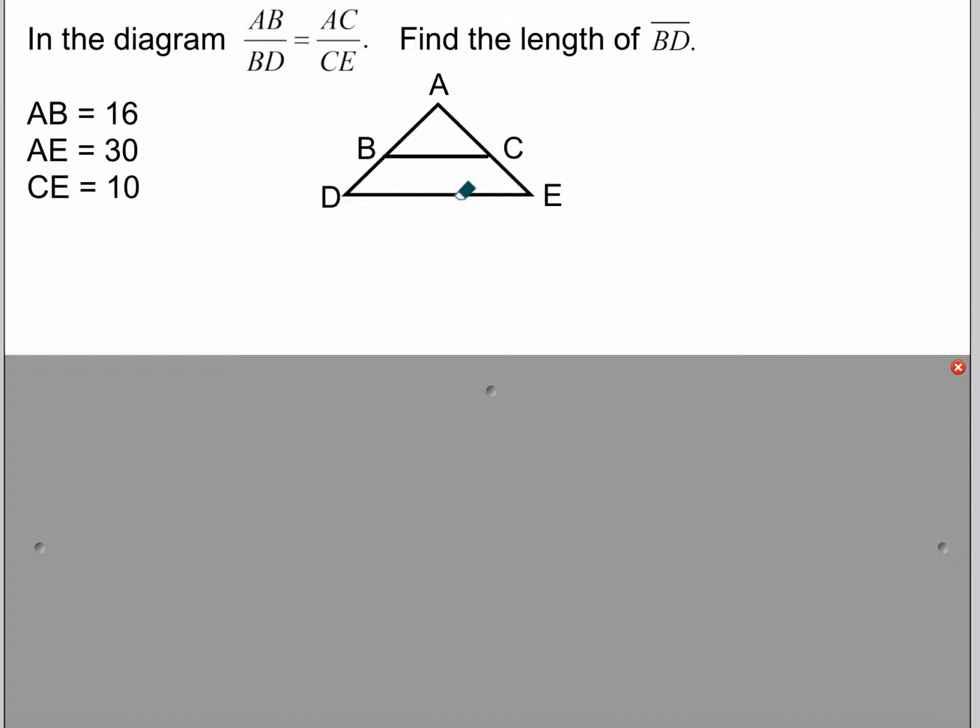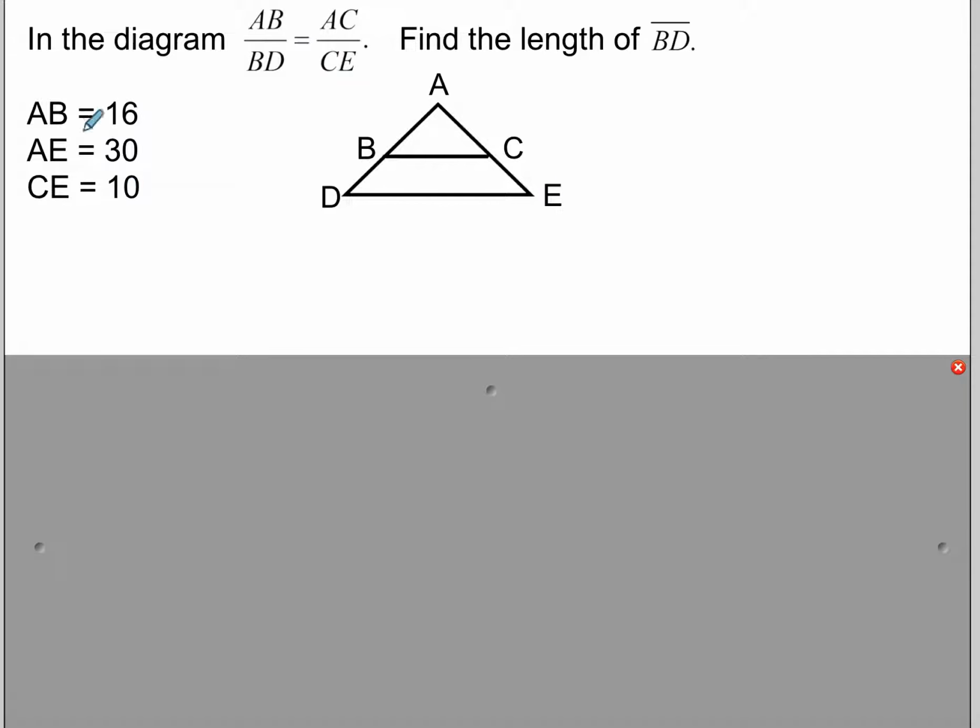Here's what I mean. In the diagram, AB over BD equals AC over CE. Find the length of BD. Well, here is where we're going to see where some of our rules might make some sense. Look at the picture, and I want you to understand what this means. AB over BD, the relationship between those two segments, is going to be the same as the relationship between AC and CE. That should make sense to you, even just by looking at this figure.